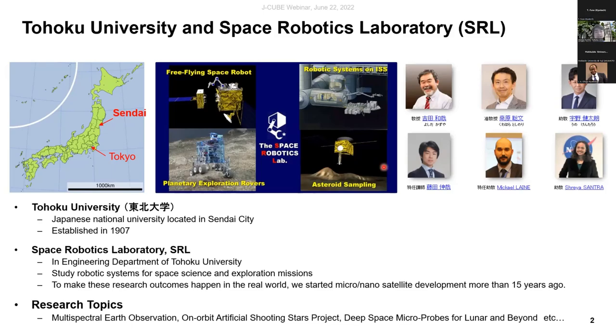To make these research outcomes happen in the real world, we started to develop micro and nano satellites more than 15 years ago. In this presentation, I'm going to talk about three research topics we are currently focusing on: multi-spectral Earth observation on orbit, the artificial meteor project, and deep space microprobes.